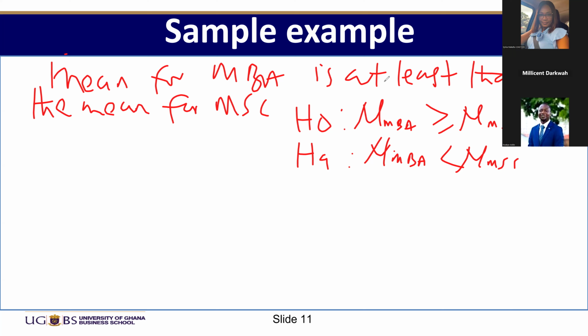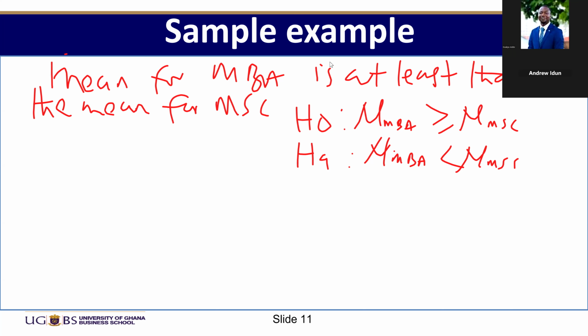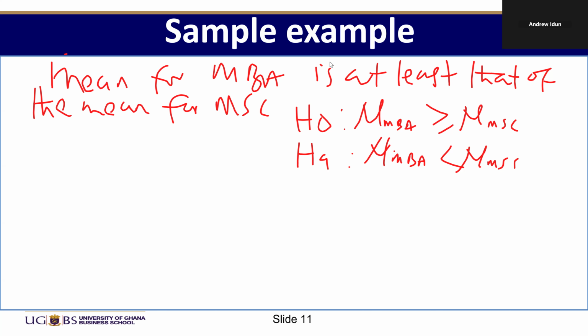I was going to say it means the average score of the students in the MBA class is lesser. So that's the alternative. So it means the score of the MBA class is lesser than that of the MSc class. Let me take the last person, Andrew. Okay, sir. I will say that the alternative is we are trying to test the alternative statement. That is the opposite statement.